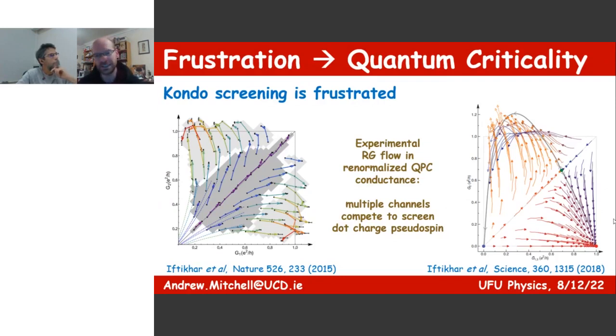On the right-hand side is a more complicated version. This is where we have a single dot connected to three leads, and two of them have the same coupling, but we're varying the third one. We see now there's an even richer phase diagram, if you like. You can see the different flows of these renormalized QPC transmissions towards these different fixed points. Really beautiful experiments, really uncovering this fundamental idea of renormalization group flow that one sees in these quantum dot devices.